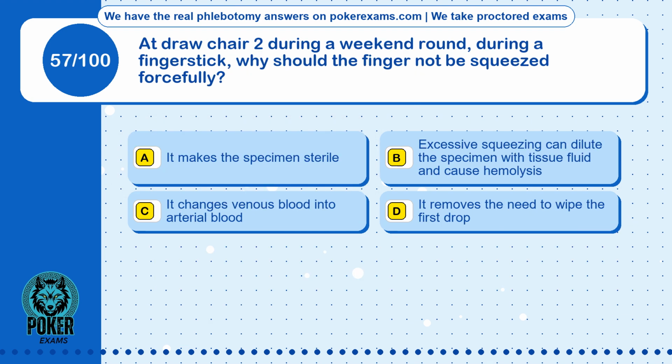Question 57. At draw chair 2 during a weekend round, during a finger stick, why should the finger not be squeezed forcefully? Option A. It makes the specimen sterile. Option B. Excessive squeezing can dilute the specimen with tissue fluid and cause hemolysis. Option C. It changes venous blood into arterial blood. Option D. It removes the need to wipe the first drop.